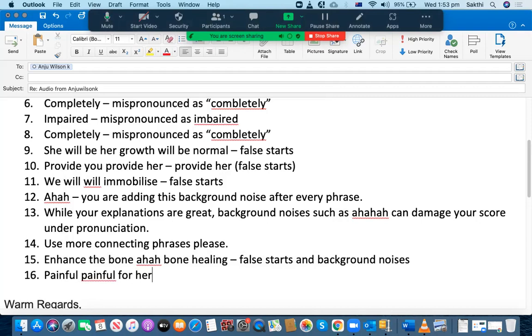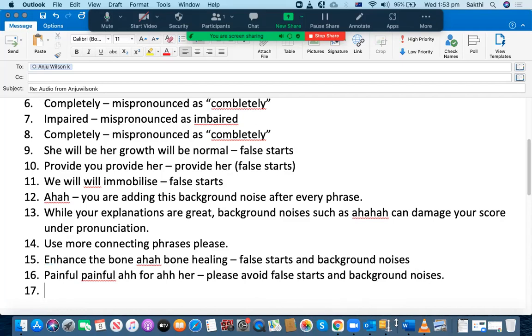These kinds of background noises are not good, right? When you say these kinds of phrases, they are not going to help you much. So please avoid false starts and background noises. Thank you. Let's continue now.